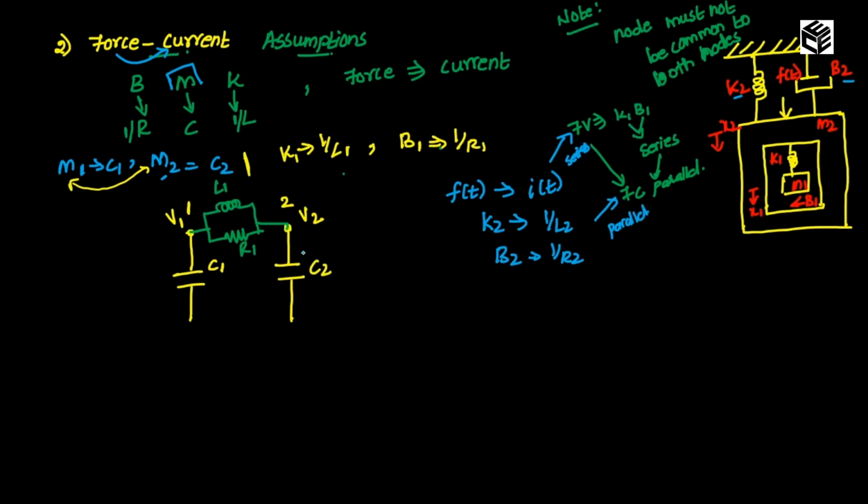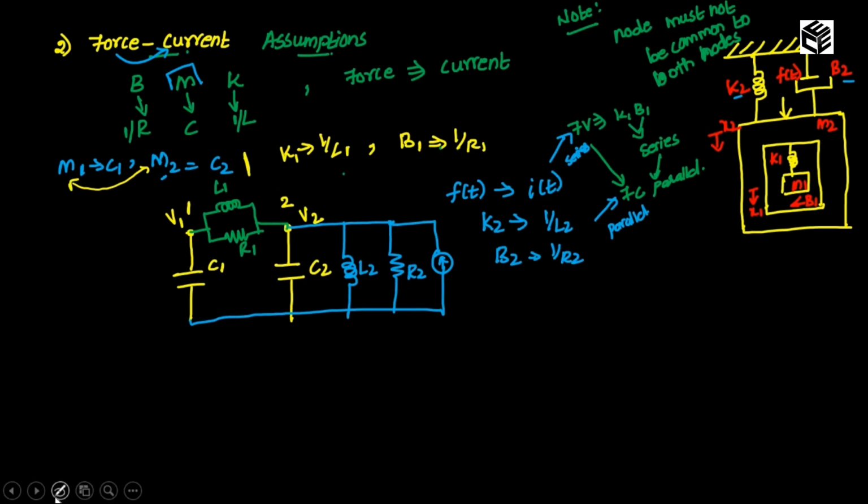Okay, so I'm going to connect all these to node 2. So that is 1 by L2, this is L2 and this is R2, and I have a current source. I'm going to complete this circuit. You understood? Now we have connected all these to node 2 alone. Okay. So we have two nodes.